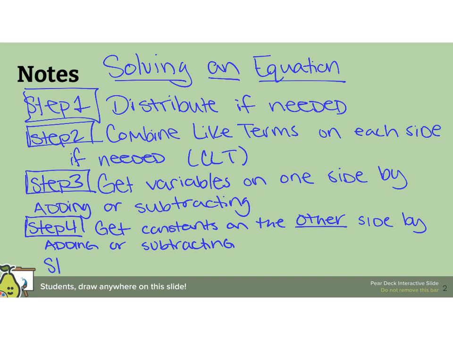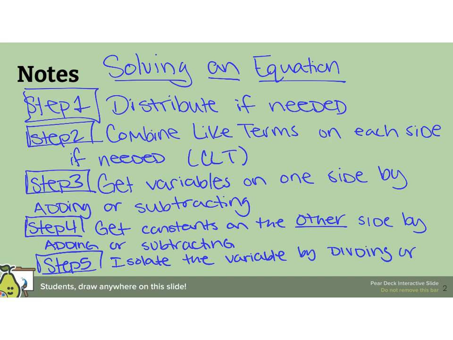Our last step is to isolate the variable. That means get the variable by itself. Usually by dividing, or if it's a fraction, multiplying by the reciprocal.